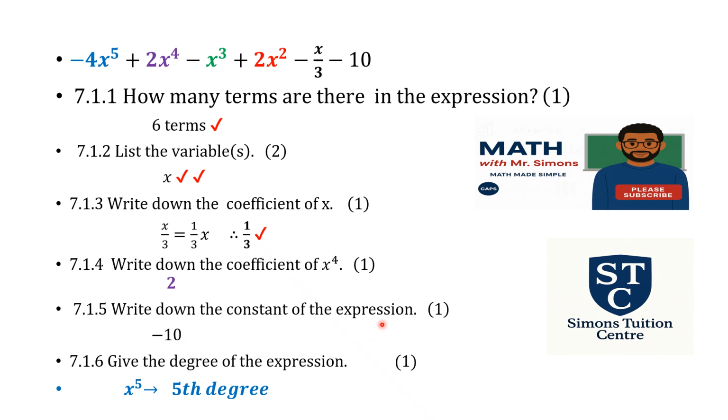Constant, simply which term has no x attached to it, so that's minus 10. And the degree of the expression, we want the variable with the highest exponent value. So there 2, 3, 4, 5, my highest exponent value, x to the power 5, therefore 5th degree. Alright, so I hope you follow, hope you understand.